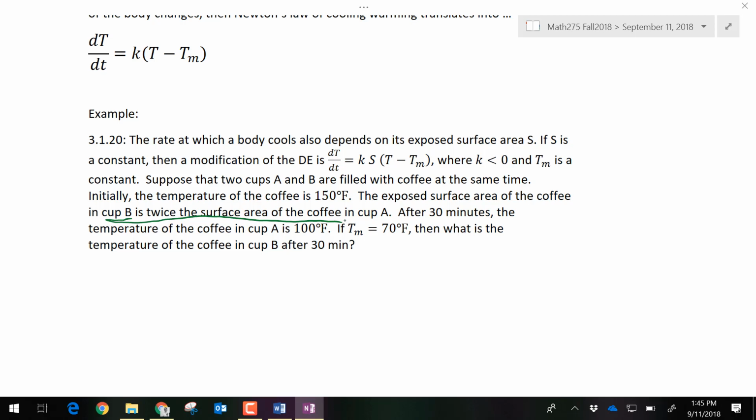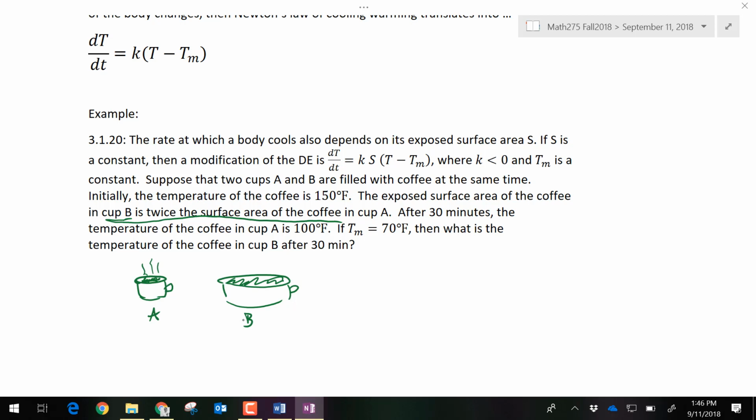So the exposed area. Imagine you have cup A and then cup B. So you got coffee coming out. This is a surface area that's exposed. This is a surface area that's exposed. So cup B has twice the surface area that's exposed to the ambient temperature, right?